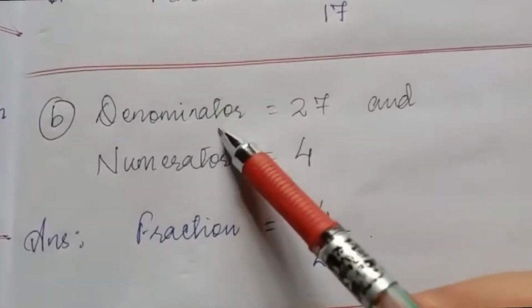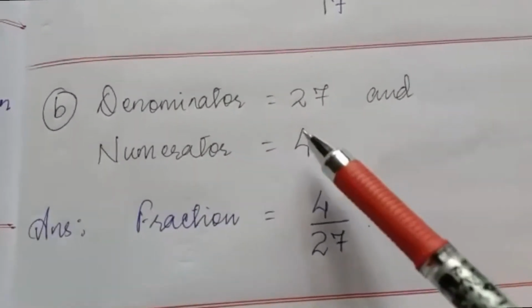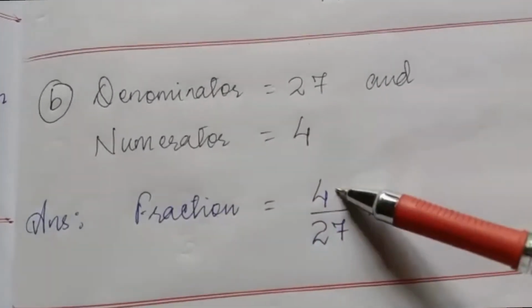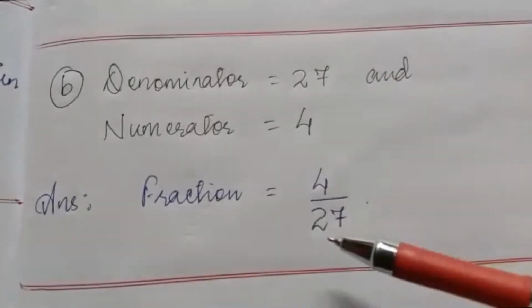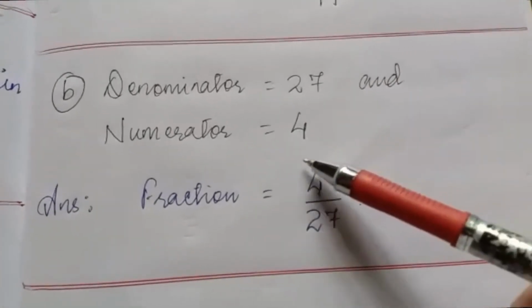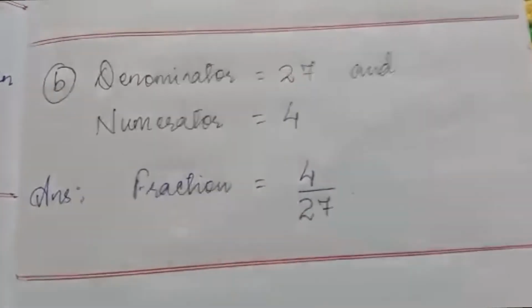Number B. Denominator is 27, numerator is 4. So fraction is numerator divided by denominator. Numerator is 4, denominator is 27. So your fraction is 4 divided by 27.